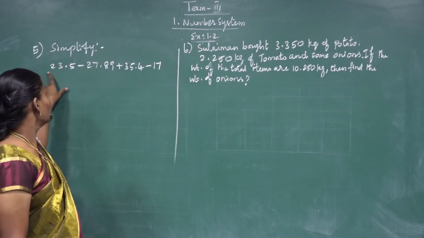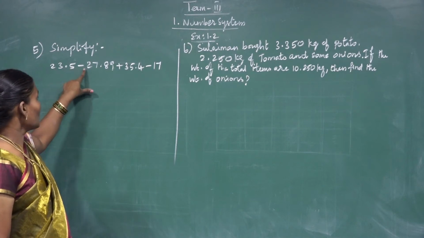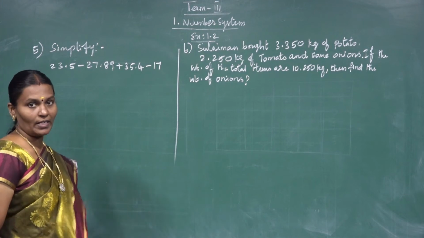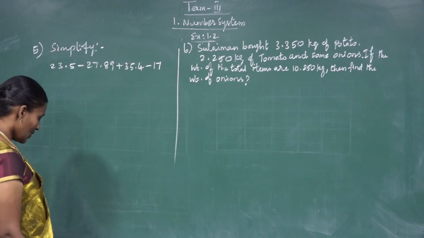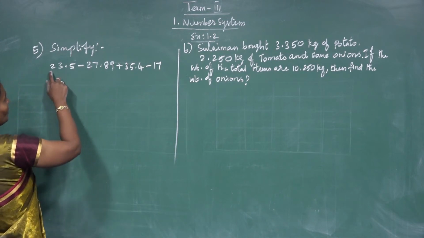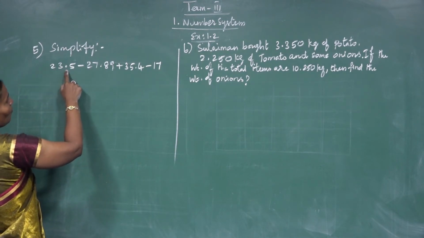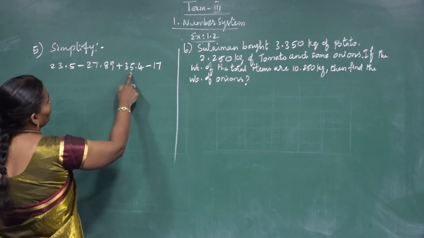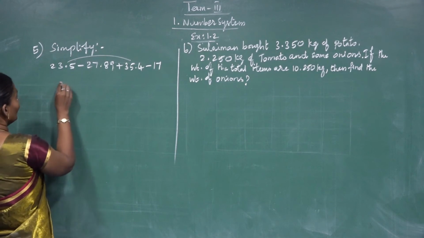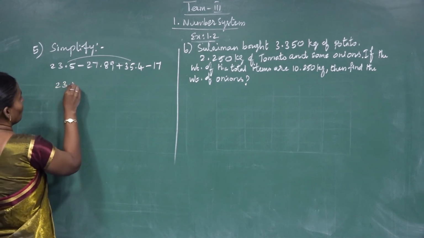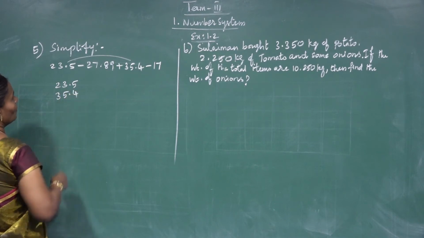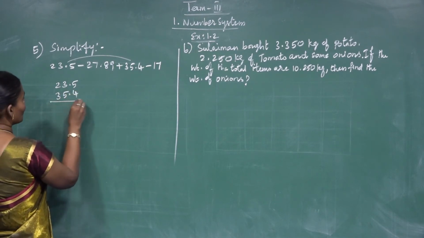Children, now we see exercise 1.2, fifth sum. Simplify: 23.5 minus 27.89 plus 35.4 minus 17. So how do you simplify this? First you take the positive numbers. Which are the positive ones here? 23.5 and 35.4. So first you add these two numbers. 23.5 plus 35.4.